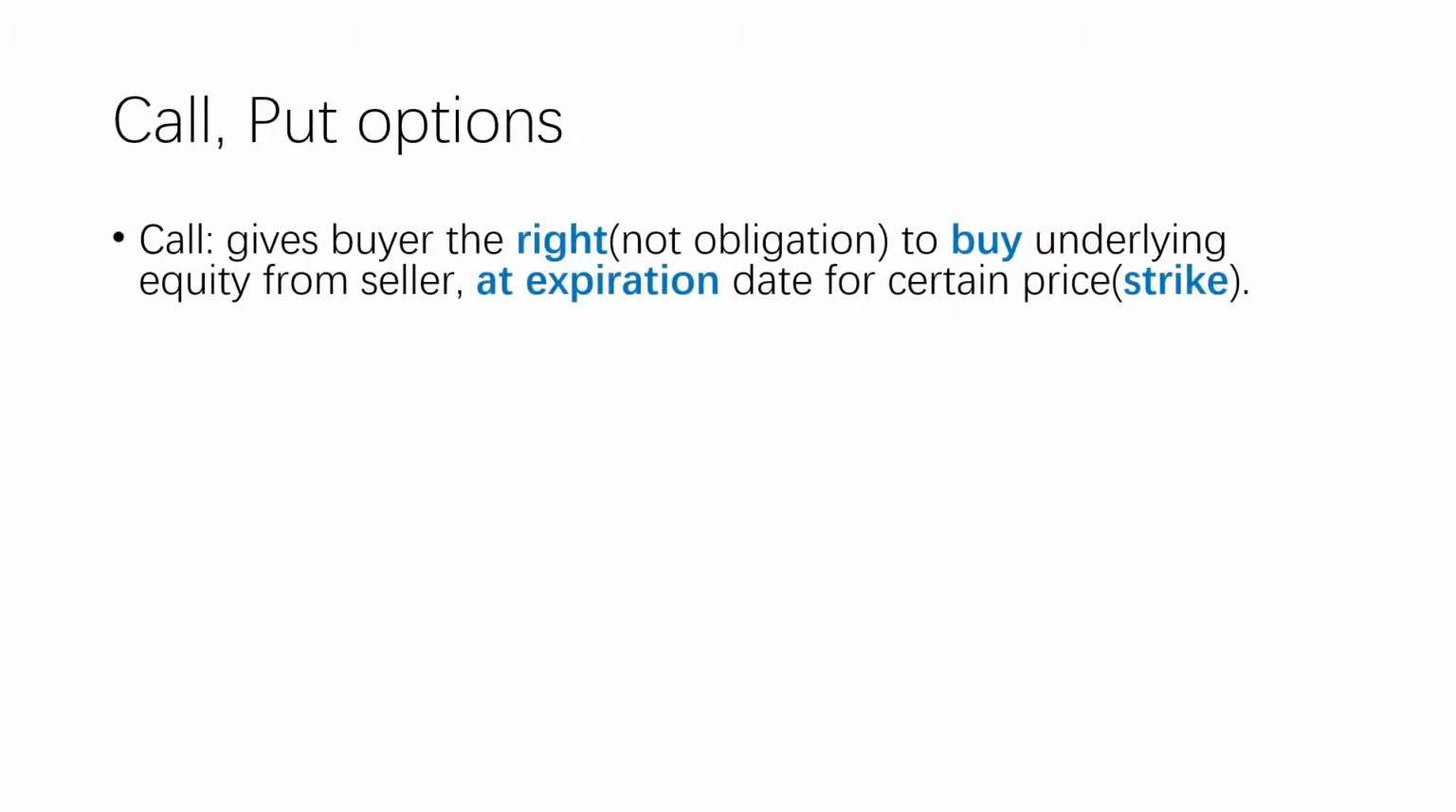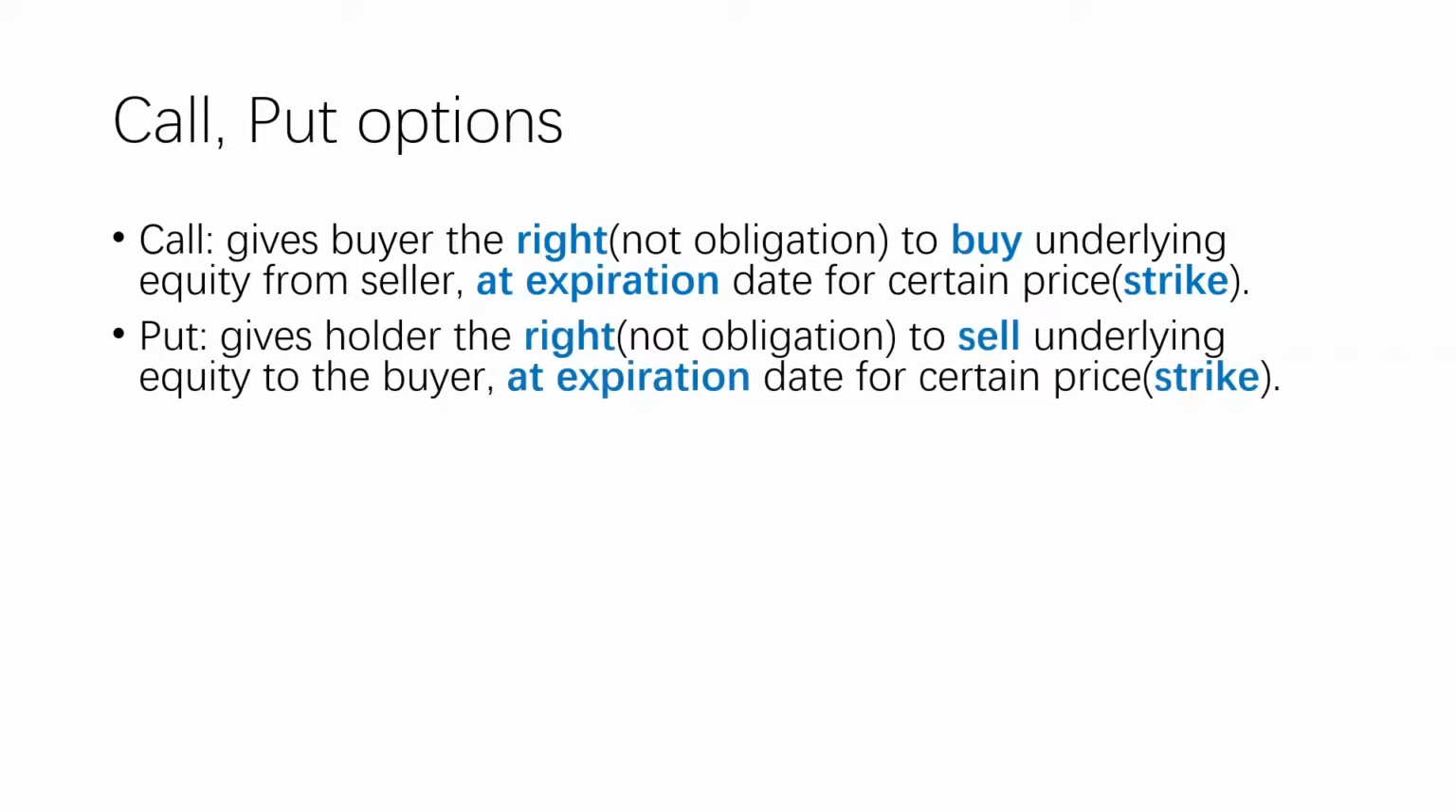So for a call option, the definition is that it gives the buyer the right to buy the underlying equity from the seller at the expiration date for a certain price. This certain price is called the strike price. Similarly, we have the put, which is the other side, which means the holder of the put option has the right to sell the underlying to the buyer at the expiration date for the strike price.